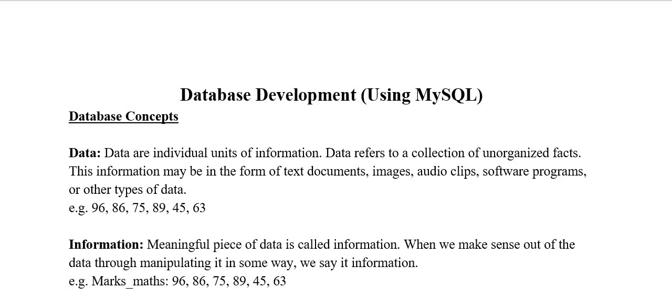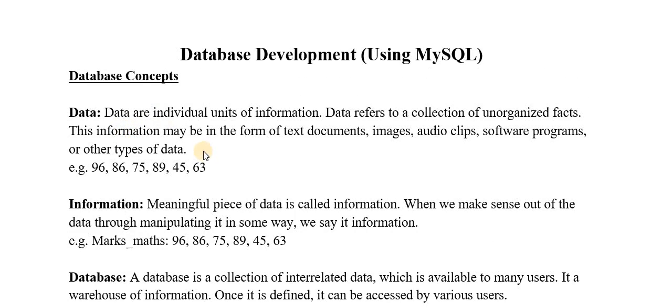So what is data? Data are the individual units of information. Data refers to a collection of unorganized facts. Here the data is not organized, that's why we call it unorganized facts. Your data may be in the form of text or text documents, images, audio clips, software programs, or any other type of data. For example, here I have data in the form of numbers. It is an unorganized fact because you don't know about these numbers.